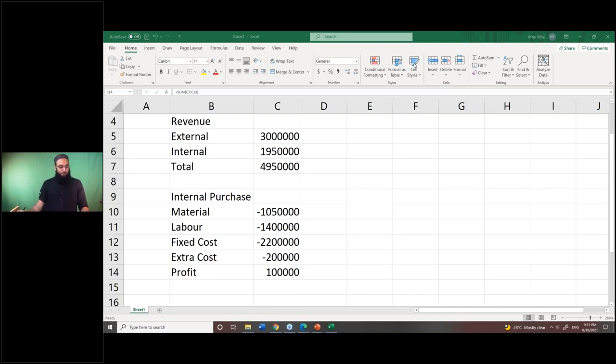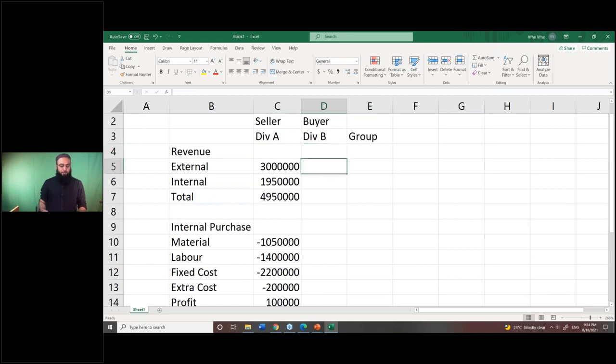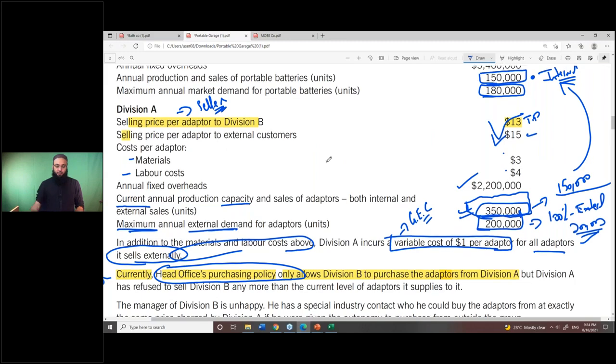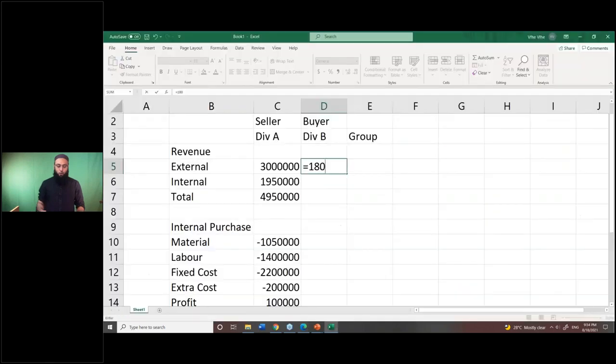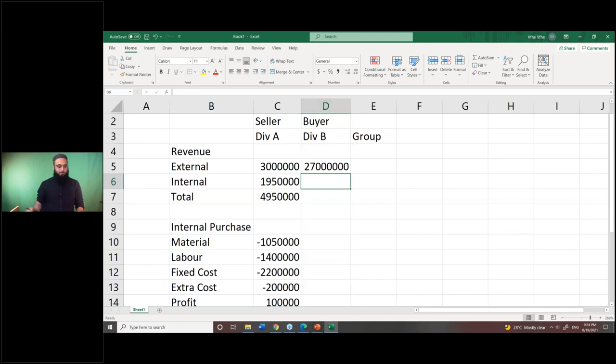Now, the next one. What's the next one? The profit for the other division. B only sells in the external market, for 180, and sells only 150, so it doesn't fulfill the entire demand. So 180 into 150. Clear? Done. Next. Any internal sales? No, you don't make any internal sales. So the revenue is the same.